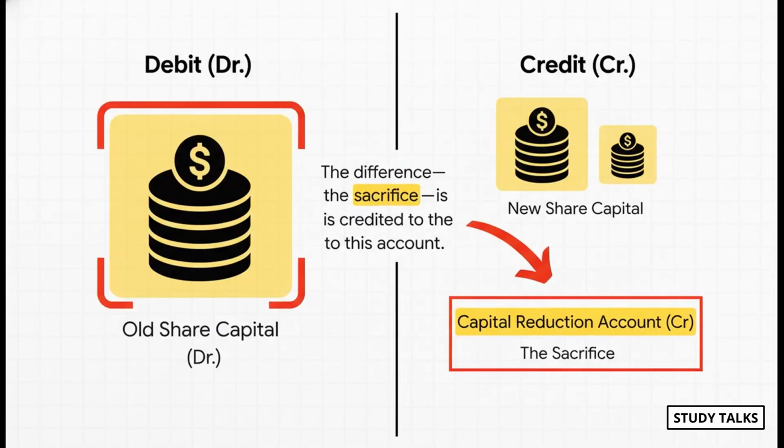So how does this look in the journal? Don't get overwhelmed. We simply debit the old share capital accounts for their full face value, and then we credit the new share capital accounts for their new reduced value. And the difference between those two, the part that was sacrificed, boom, that gets credited straight to the capital reduction account. All the other gains, like the profit on selling investments, also get credited right here, building up our fund.